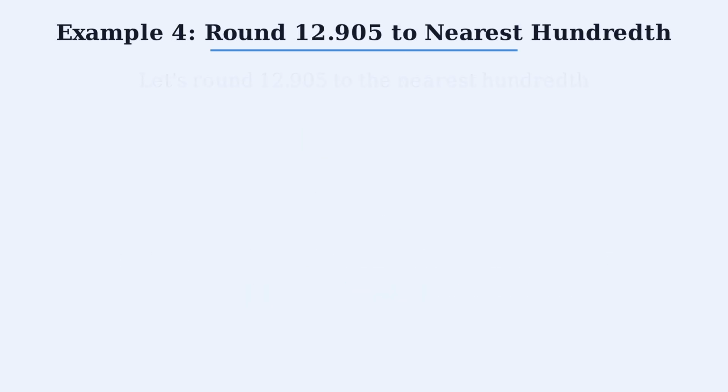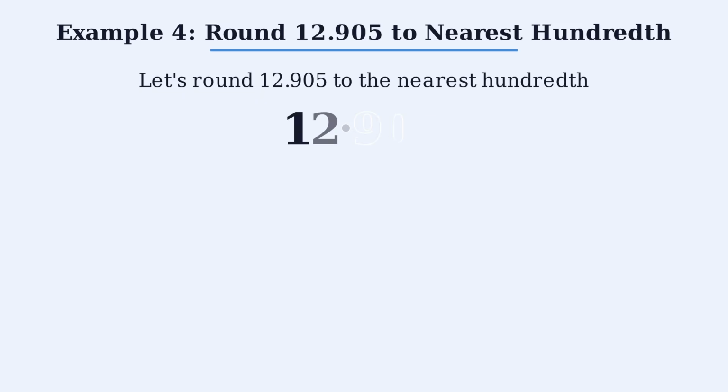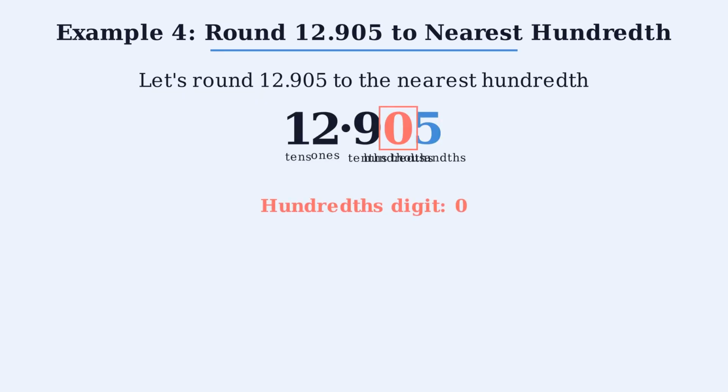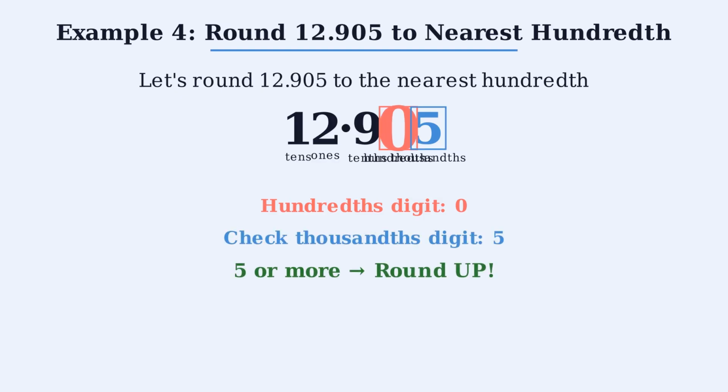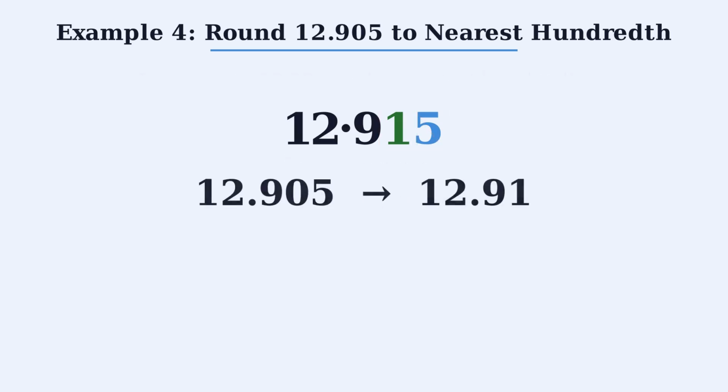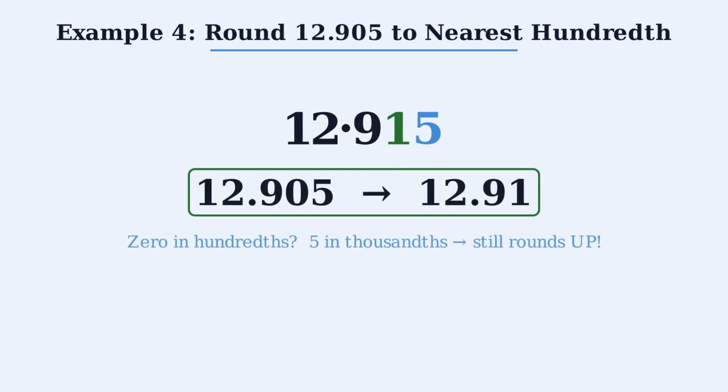Here's a tricky one. Let's round 12.905 to the nearest hundredth. The hundredths digit is 0. Now check the thousandths digit. It's 5. Since 5 is exactly equal to 5, we round up, so that 0 in the hundredths place becomes 1. Therefore, 12.905 rounded to the nearest hundredth is 12.91. Don't let that 0 fool you. The rule is always the same. 5 or more means round up, no matter what digit is in the place you're rounding. Nice work working through that one.